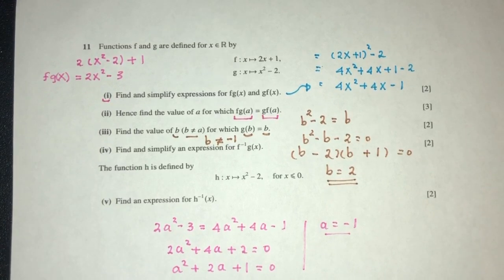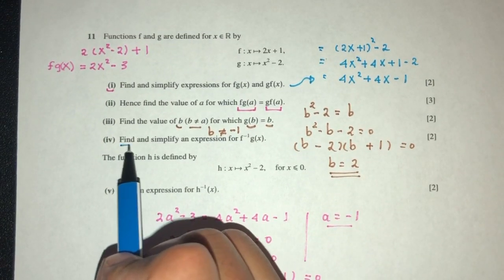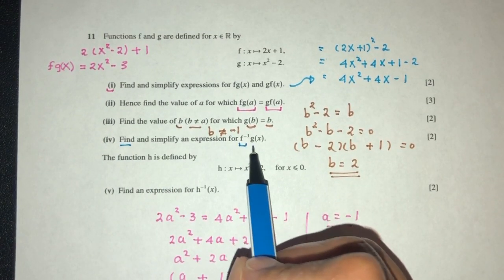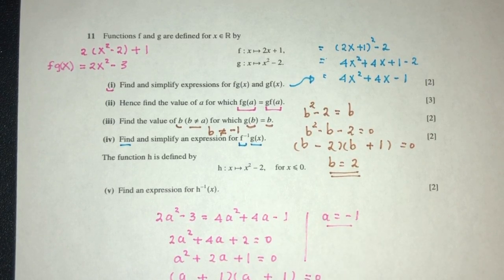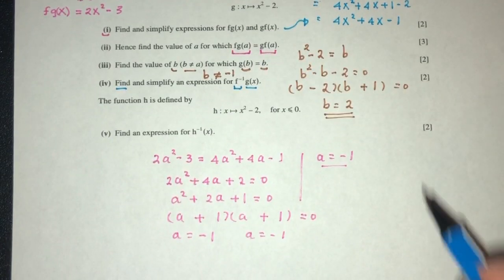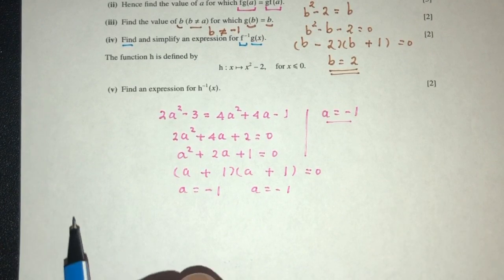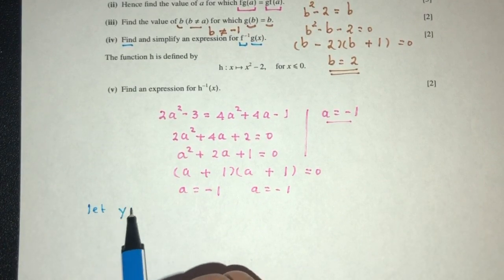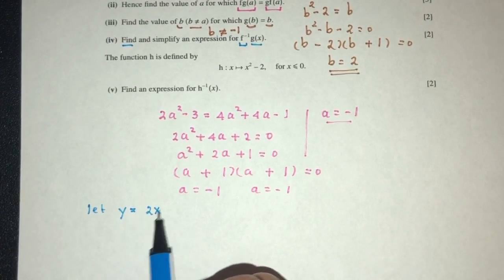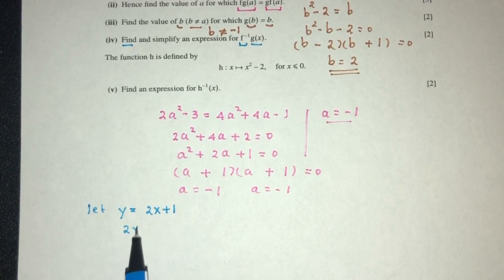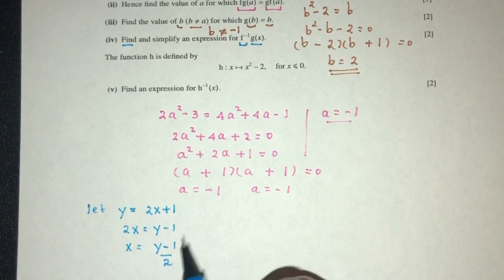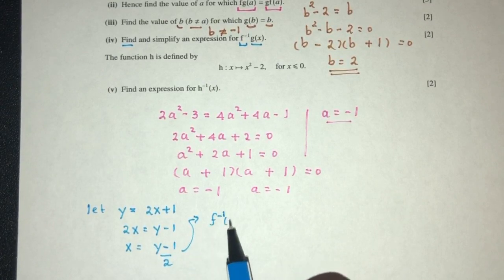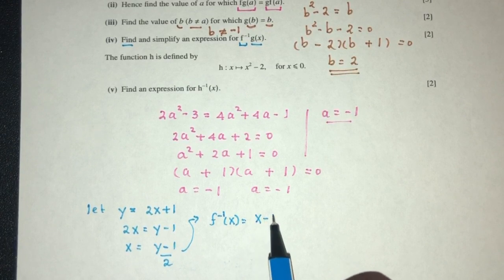Okay. Now what else? We need to find and simplify an expression for f inverse of g of x. Now I guess the way that we may be used to, let's first find f inverse. So what is f inverse? Let y is equal to f of x, which is 2x plus 1. Now 2x is equal to y minus 1. X will be y minus 1 divided by 2. So hence, f inverse, in terms of x, should be x minus 1 over 2.